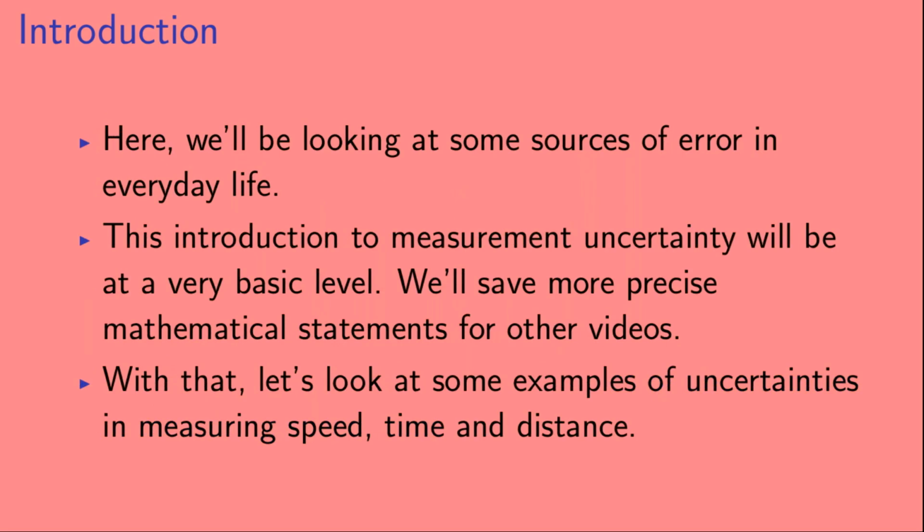So here we'll be looking at some sources of error in everyday life. This introduction to measurement uncertainty will be at a very basic level. We'll save more precise mathematical statements for other videos. With that, let's look at some examples of uncertainties in measuring speed, time, and distance.